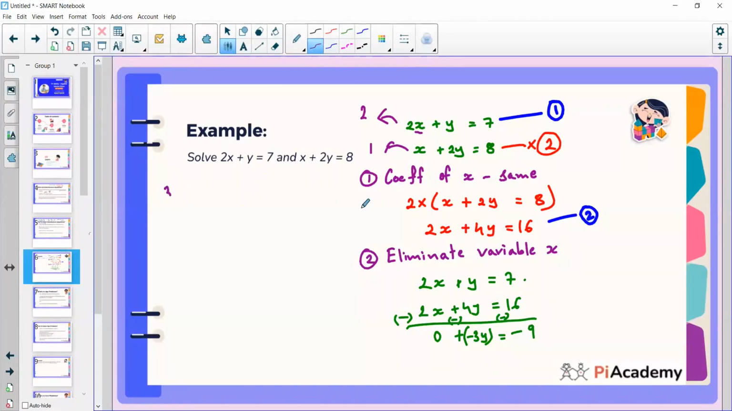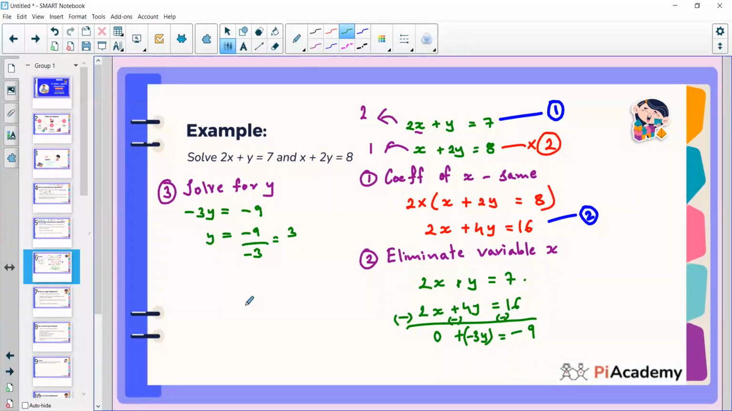So this is my third step. I made the coefficient same. I eliminated the variable. Now I would solve. Okay. So I will solve for y. I eliminated variable x to solve for y. So I have negative 3y as negative 9. Right. So when negative 3y is negative 9, what is the value of y? It's negative 9 over negative 3, which is 3. Hence, the value of y is 3.